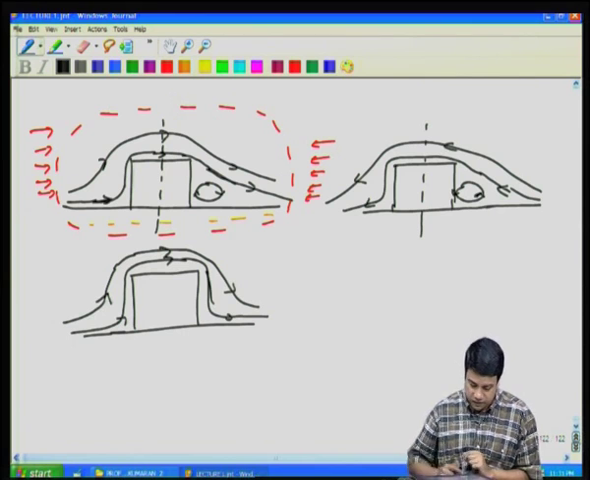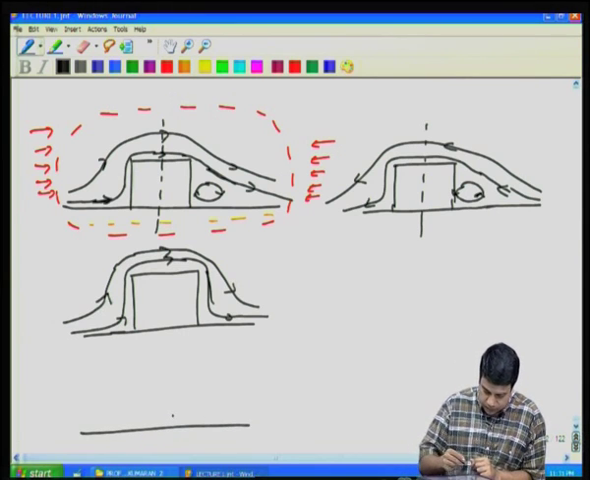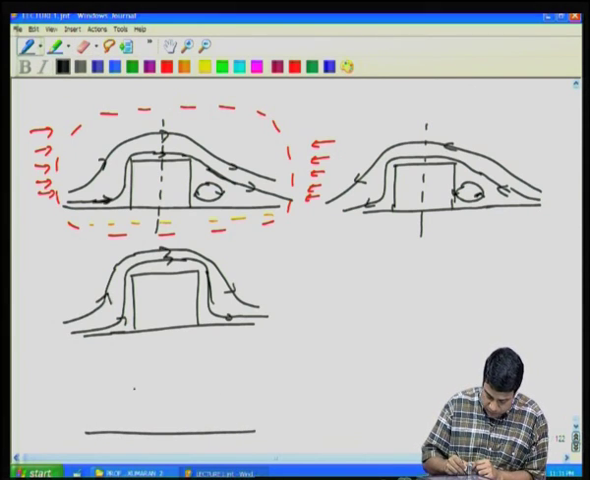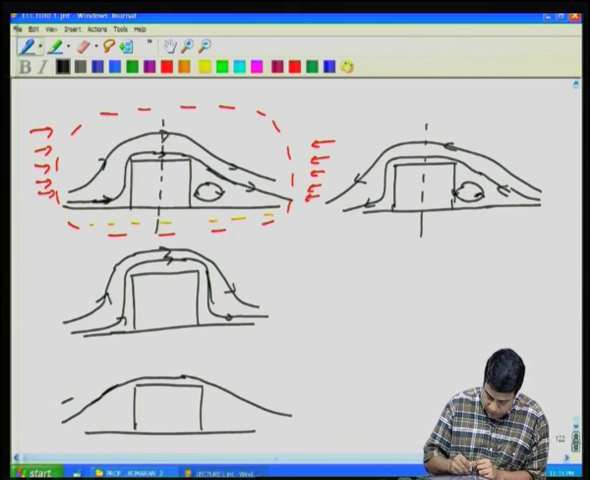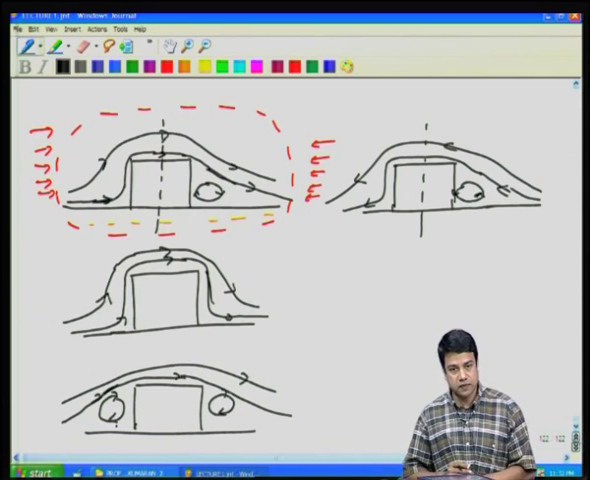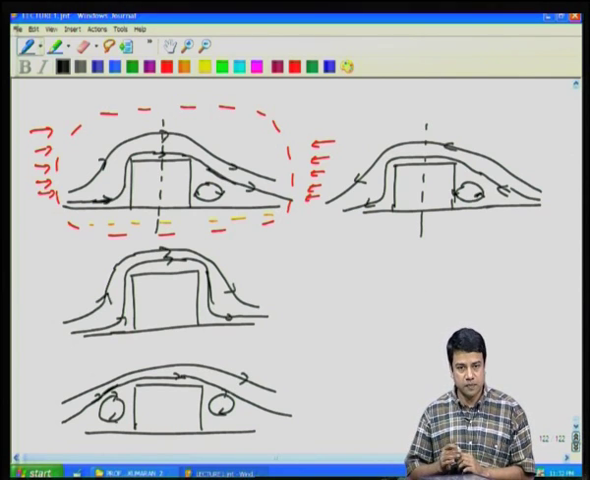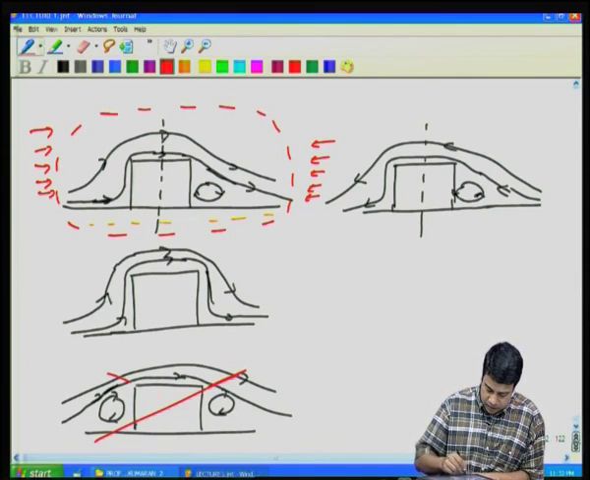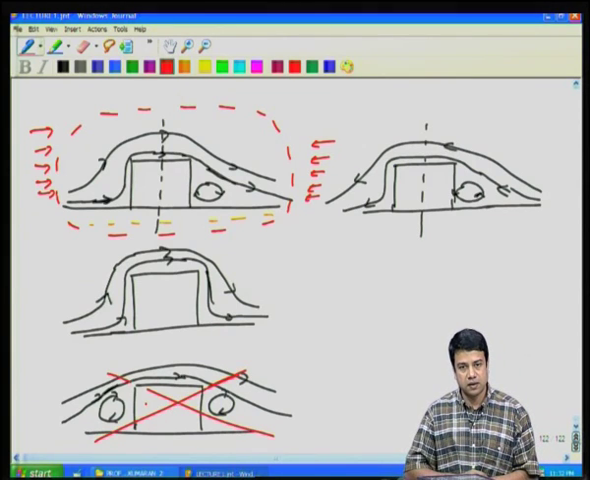Of course, you could also have a flow where you had circulation on both sides. You could, for example, have a flow that went something like this. You could, of course, have a flow which went something like this. This is also reversible. However, in actual practice, you find that this second flow is not what you get. What you actually get is the first one.